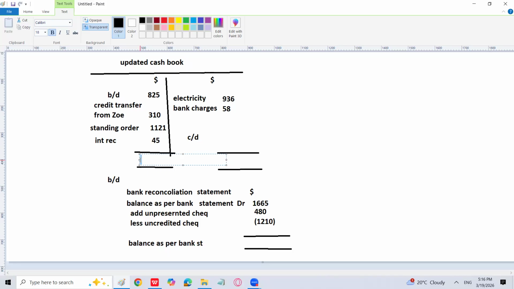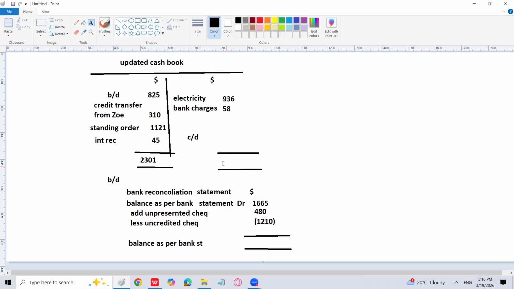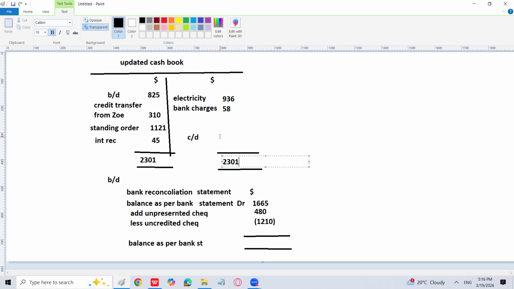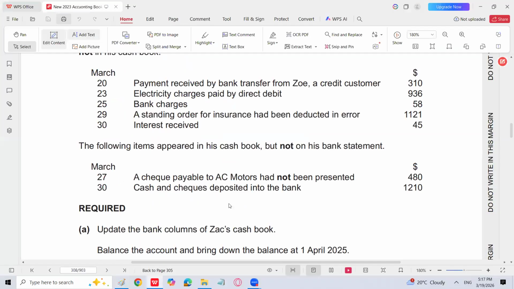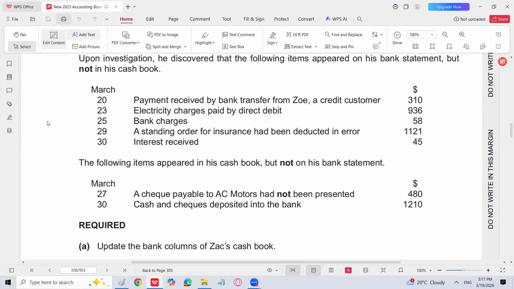What is the total of the debit side? Bank statement overdrawn. 2301. And minus 936 minus 58. The answer is coming wrong. Sorry, there's a mistake. Let me do it. 1307. 1307 obviously is not the right answer.